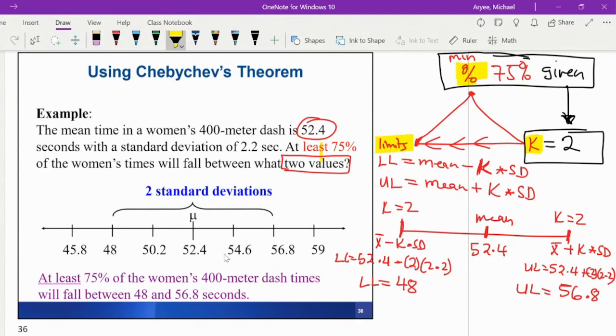So what you see here is that when they give you the K, you can use the K to find the lower limit and then the upper limit. They gave you only the percentage. You use the percentage to find K, and you use K to find the limit, because there's K inside the limit. The mean and the standard deviation are given, so you just plug in that way.